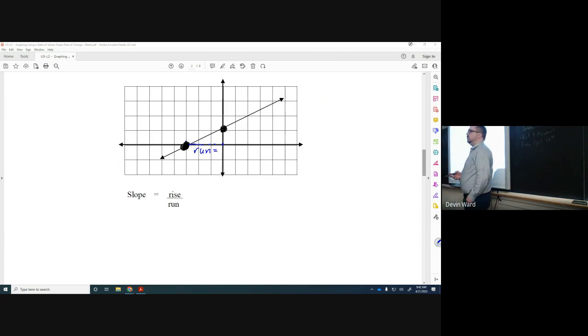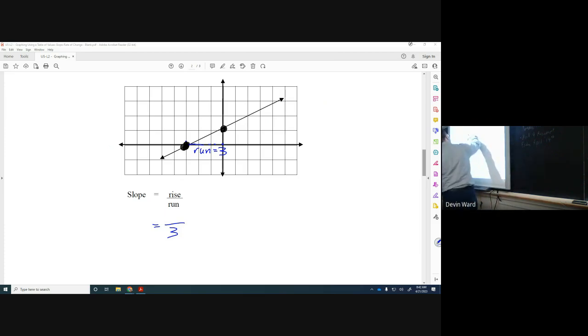Not 2, not 0. How many do I go over? I go over 1, 2, 3. So my run is just how far I'm going left or right. And remember, run goes on the bottom, so I'm going to have divided by 3.